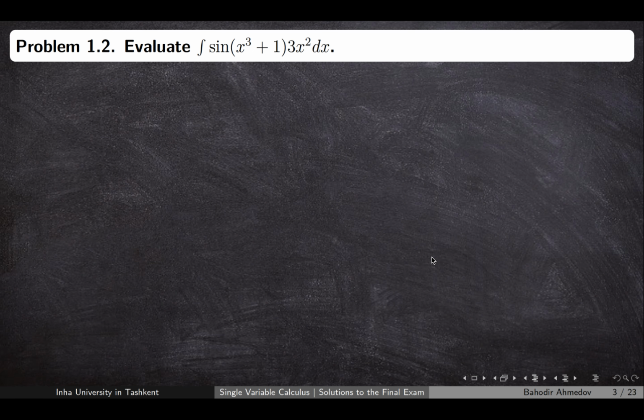Problem number 2, we need to evaluate this integral. And I see a function and its derivative inside the integrand. I see the function x cubed plus 1 and its derivative 3x squared inside this integrand. It means that I can use the substitution rule. So my substitution would be u is equal to x cubed plus 1. And if I differentiate both parts, I'm going to get du is equal to 3x squared dx.